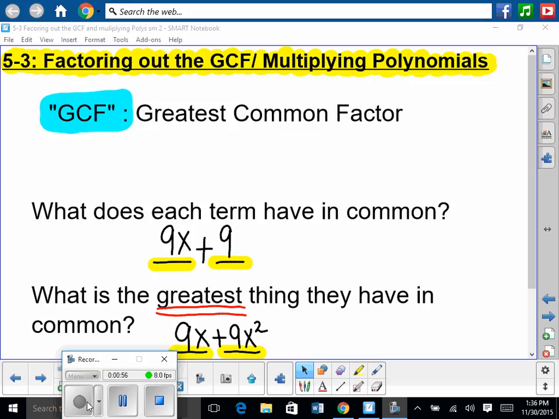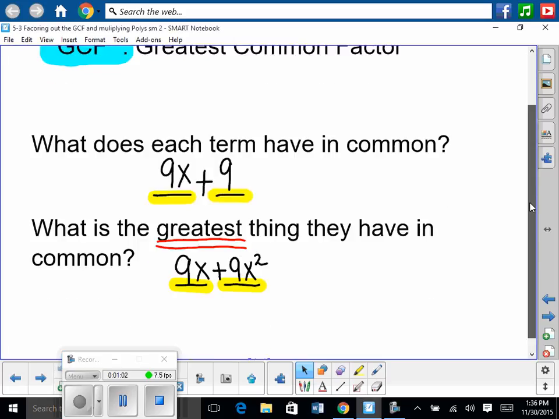All right, and then also, we're not only going to say what's in common, but what's the greatest thing in common. So look at these two terms down here. 9x plus 9x squared. There's two terms. What's the greatest thing in common? There's a 9 in common, but what else? An x in common. So we would factor out, we'd pull out, a 9x, and then we would write what's left inside the parentheses. And we're about to do our first example.